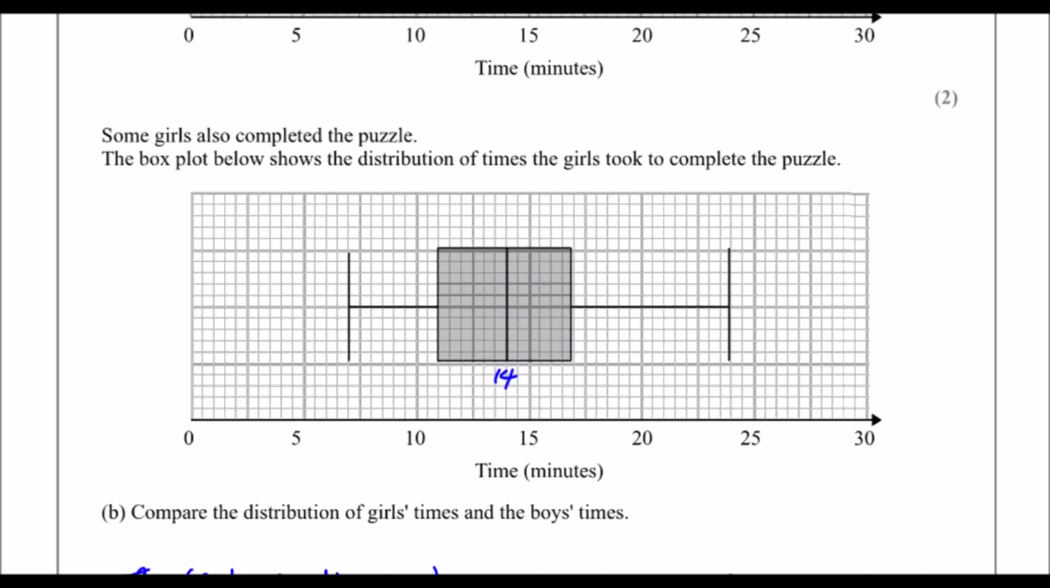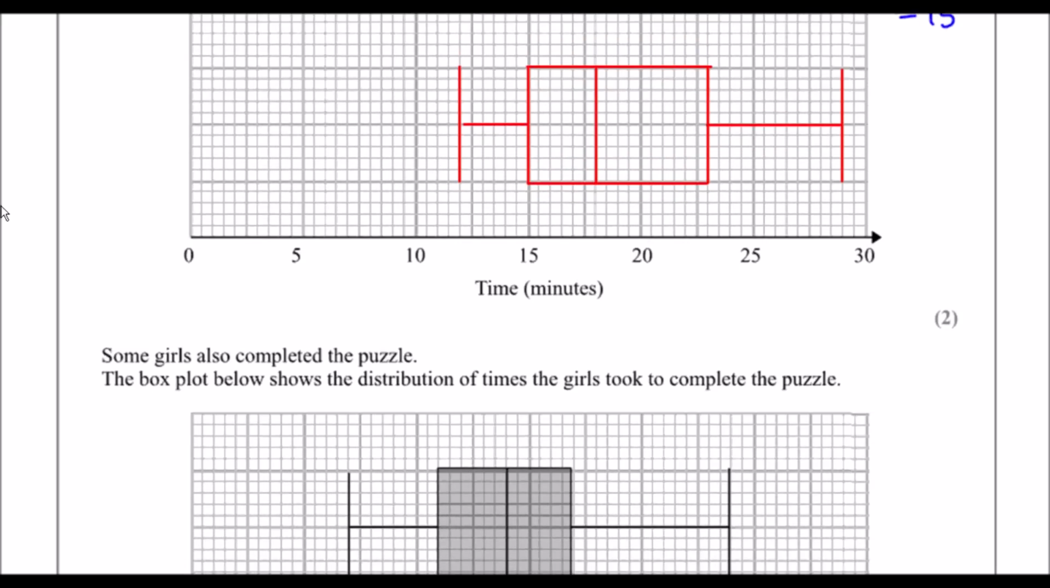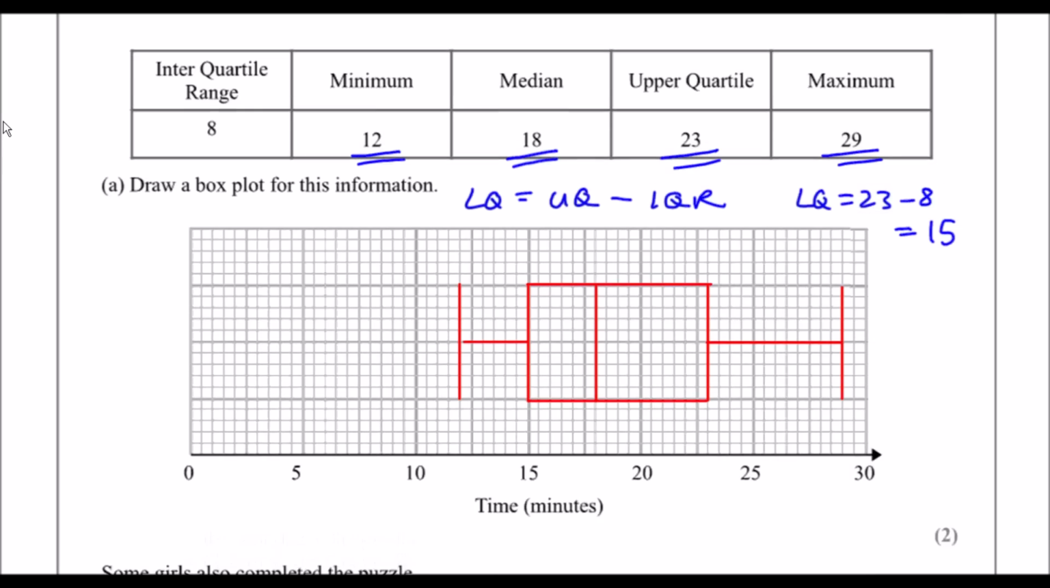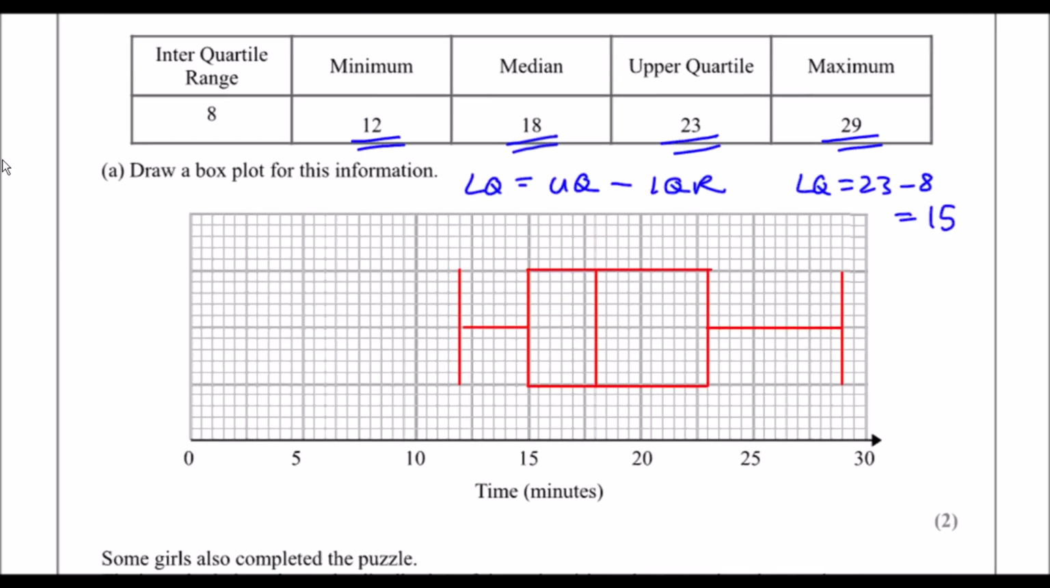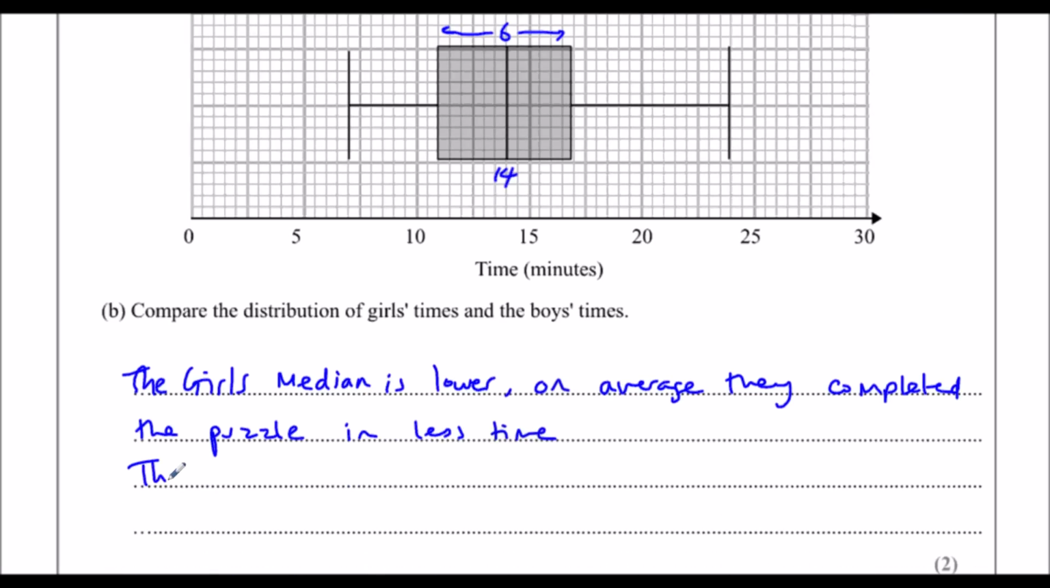And then we compare the spread. So either the interquartile range or the range. So let's look at the interquartile range. So it was 8 for the boys, and for the girls, it's from 11 to 17. So it's 6. So it's 6, the interquartile range for the girls. 1, 2, 3, 4, 5, 6. So the boys' interquartile range is bigger, and that means their times were more spread out.